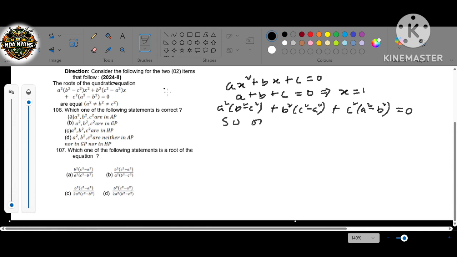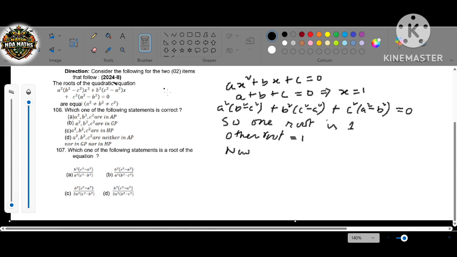So one root of the given quadratic equation is 1. It is also said in the question that the roots are equal. If one root is 1 and the roots are equal, then the other root is also 1.